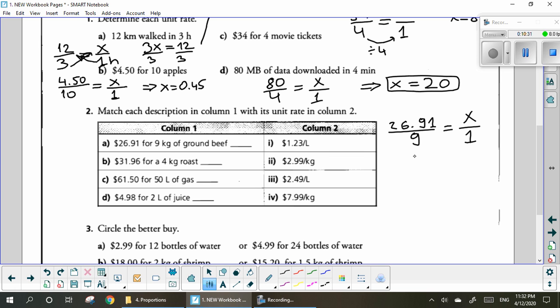So it seems like, I'll connect it right away. X is this one. So that means that ground beef is double I. There we go.